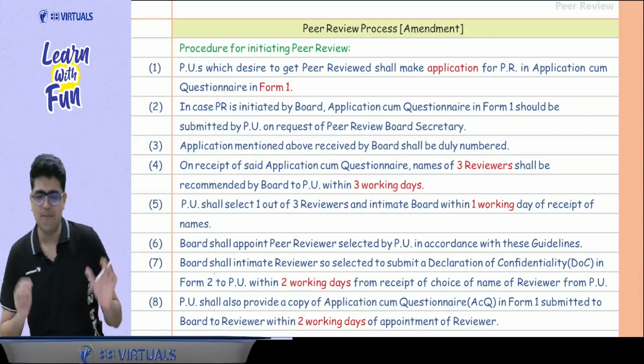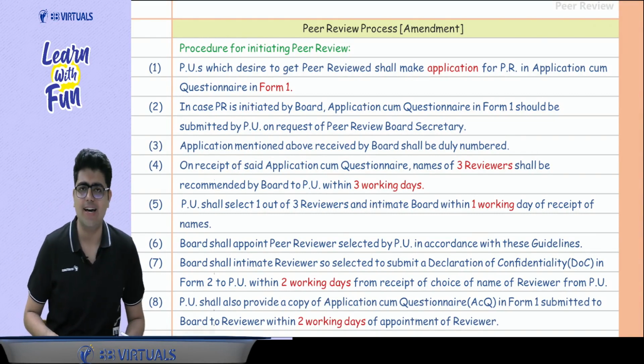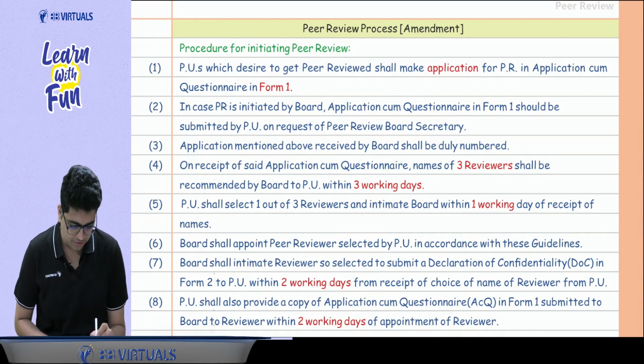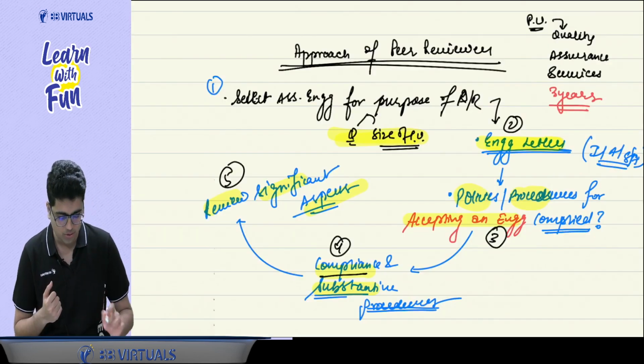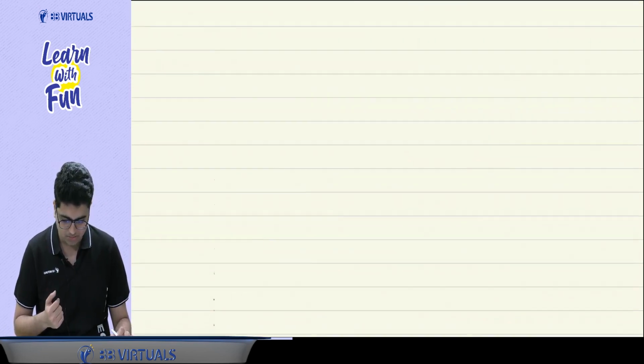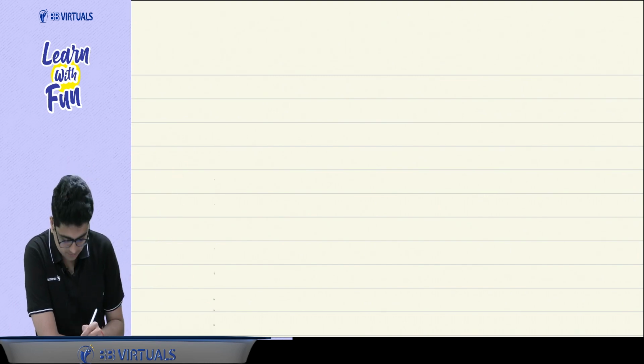So welcome back after the break, and after the break we are going to begin with another interesting topic of peer review process. So this process is basically, I'll just give you an overview about it, and I think after that it will become much easier for you. So how does everything work? Just look at it here.